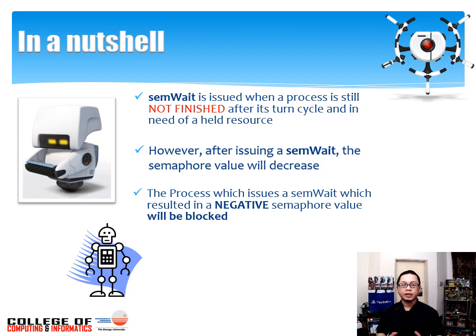So in terms of communicating, SAM wait indicates that a process is still not finished and still needs to use the resource. So when a process initiates a SAM wait and it causes the semaphore value to become negative, then the process that causes the value of semaphore to become negative will be blocked. Okay, it simply indicates that I need the resources again, but resources is not enough, hence I need to be blocked.